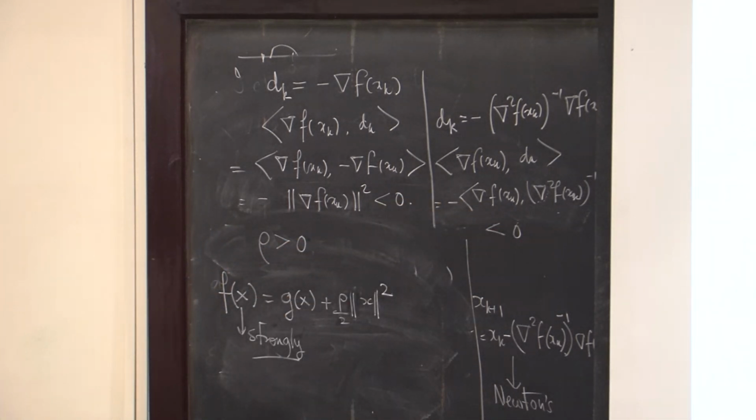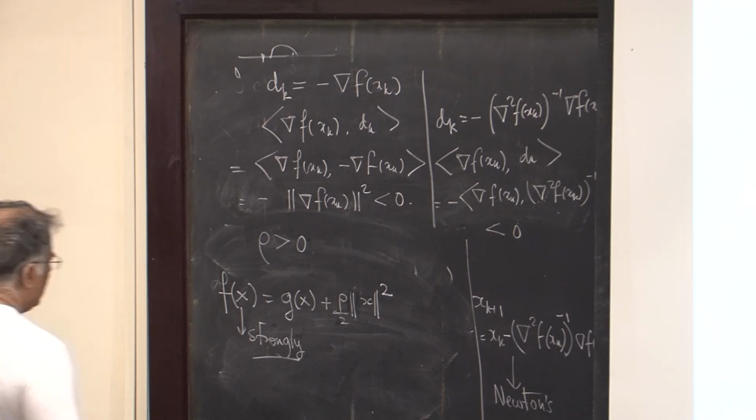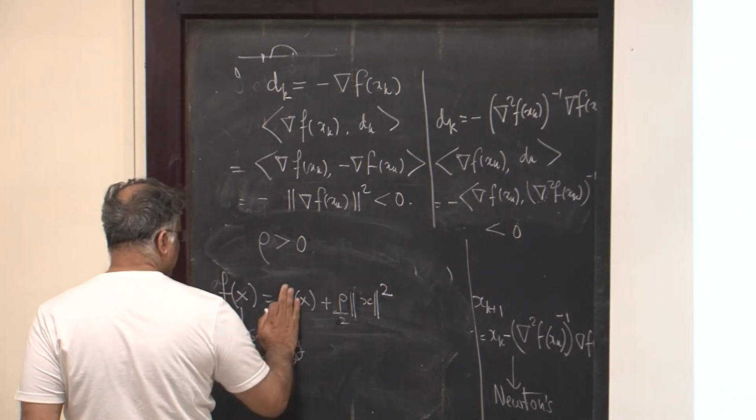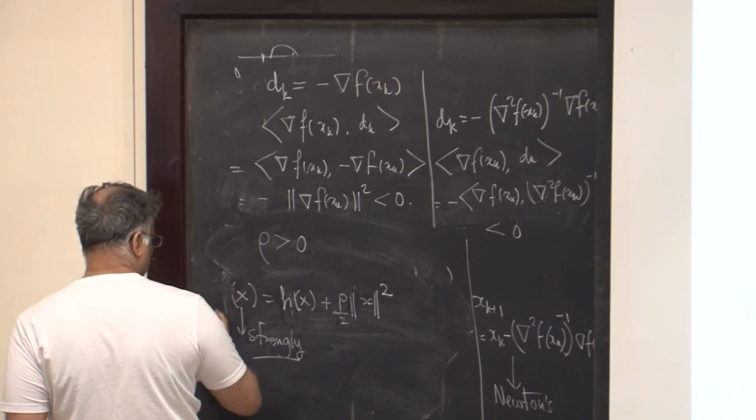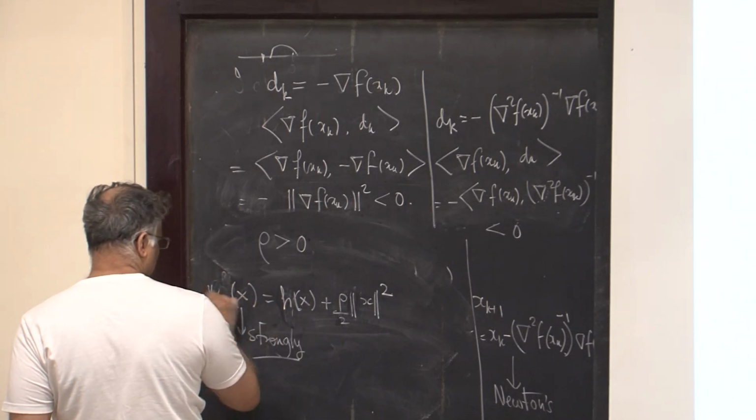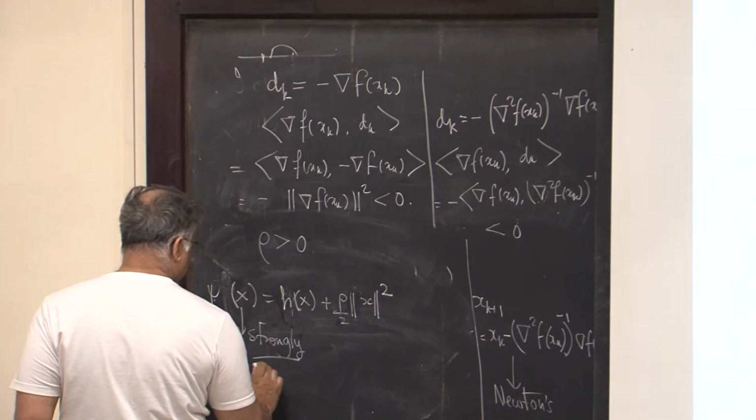So this then f is called strongly convex. If you want, I can change the name. I can put this as h and I can put this as, say, psi, right. So, then psi is called strongly convex.